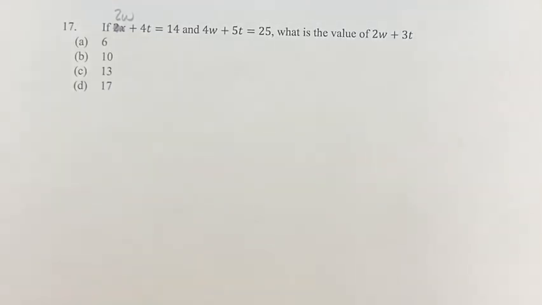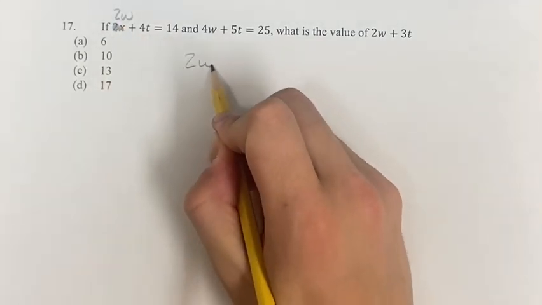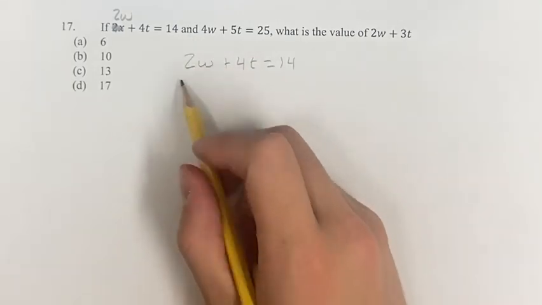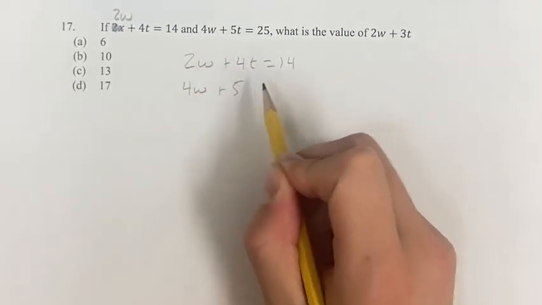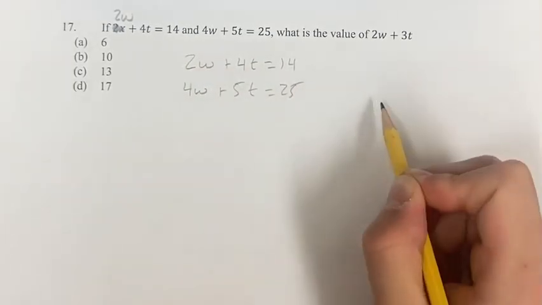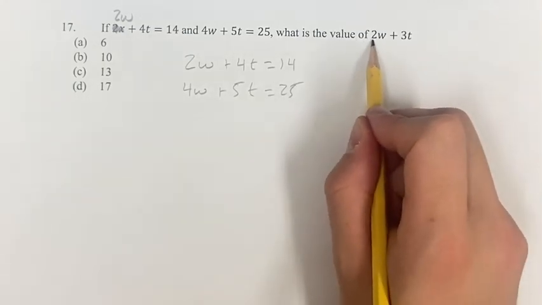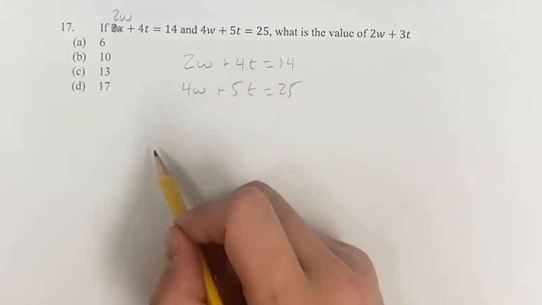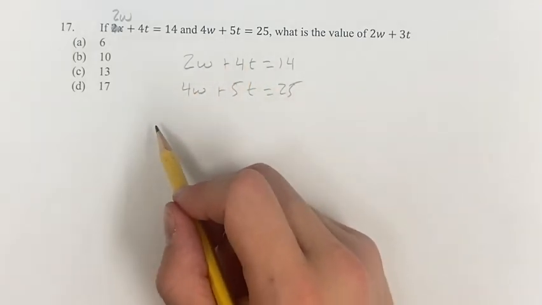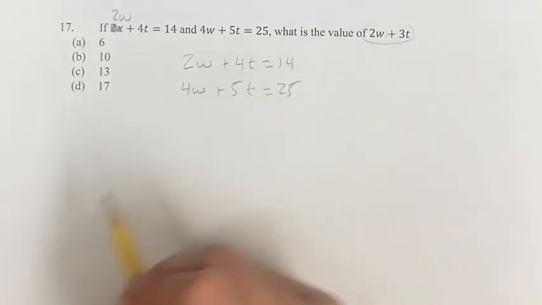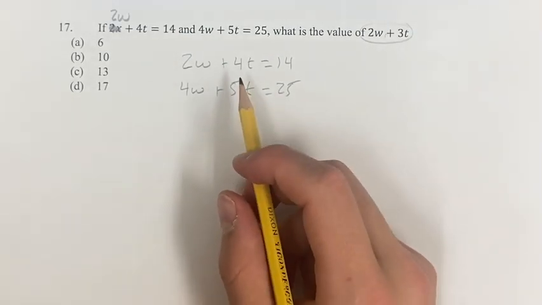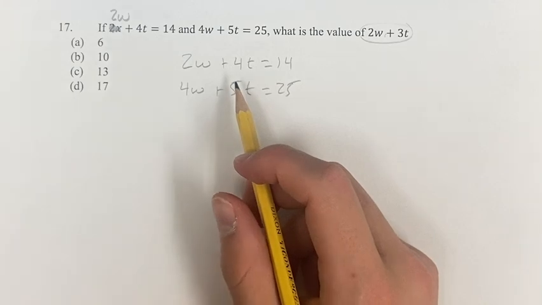In this problem, we are told that 2w plus 4t is equal to 14, and 4w plus 5t is equal to 25. We're asked to find the value of 2w plus 3t. So we have two equations with two variables. First let's solve for the variables, and then we can go back and plug them into this expression to find its value. We can use substitution or elimination, but it looks like elimination is going to be a lot easier with this problem.